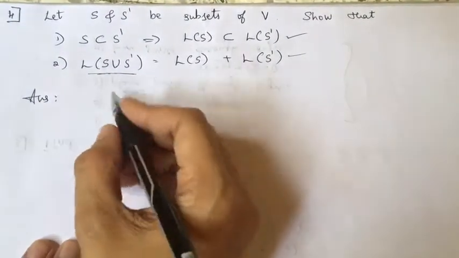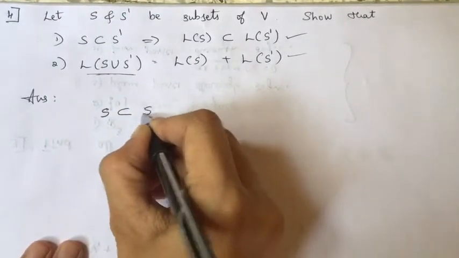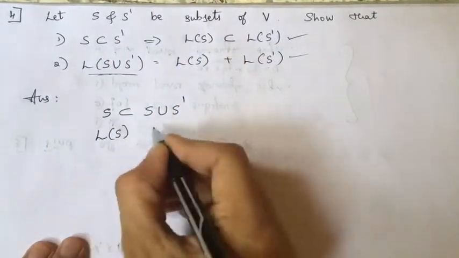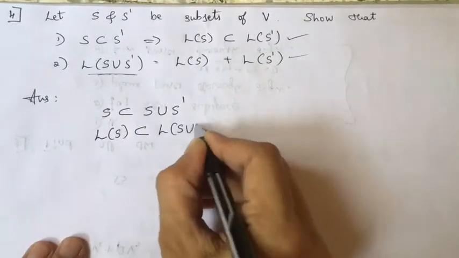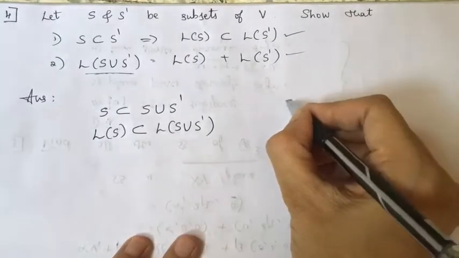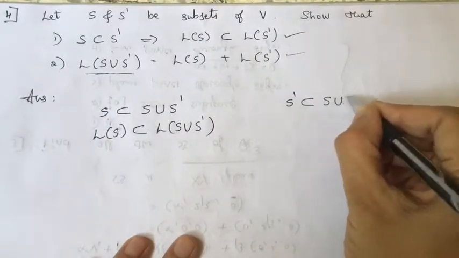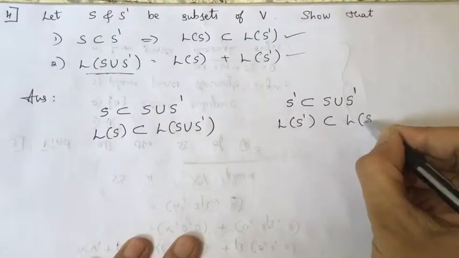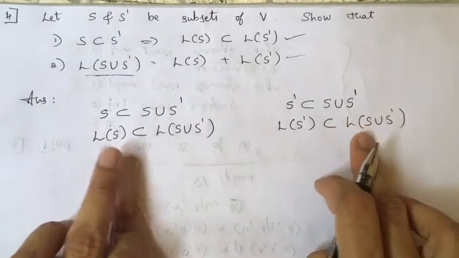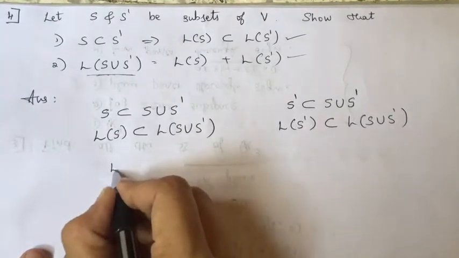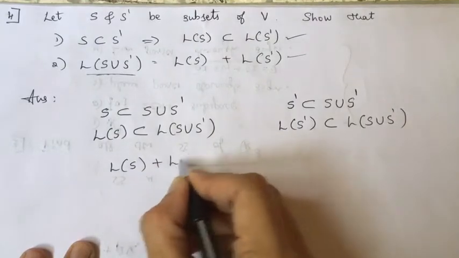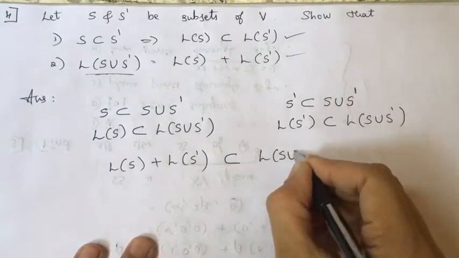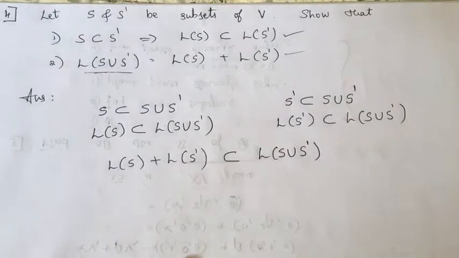I know S is a subset of S union S dash. So I can write from this result itself, L of S is contained in L of S union S dash. Similarly, I can write S dash is contained in S union S dash. Therefore I can write L of S dash is contained in L of S union S dash. Now I'll take up these two results. I'll write L of S plus L of S dash is contained in L of S union S dash. Okay, this is the first part.